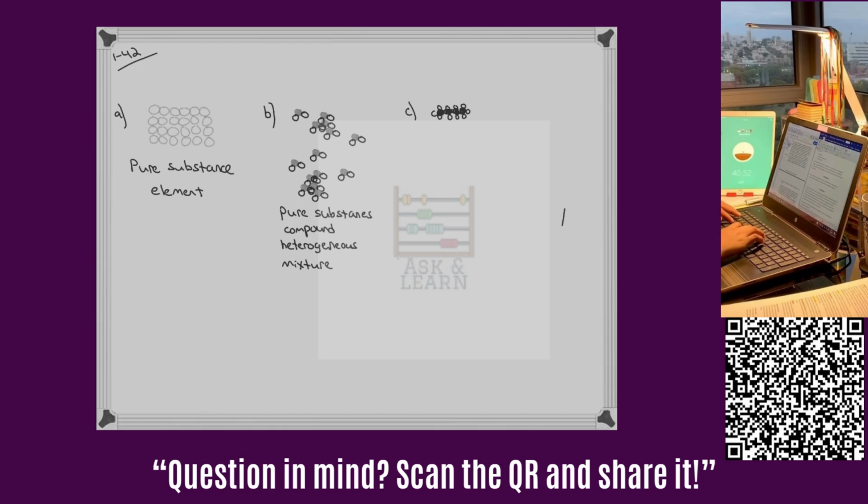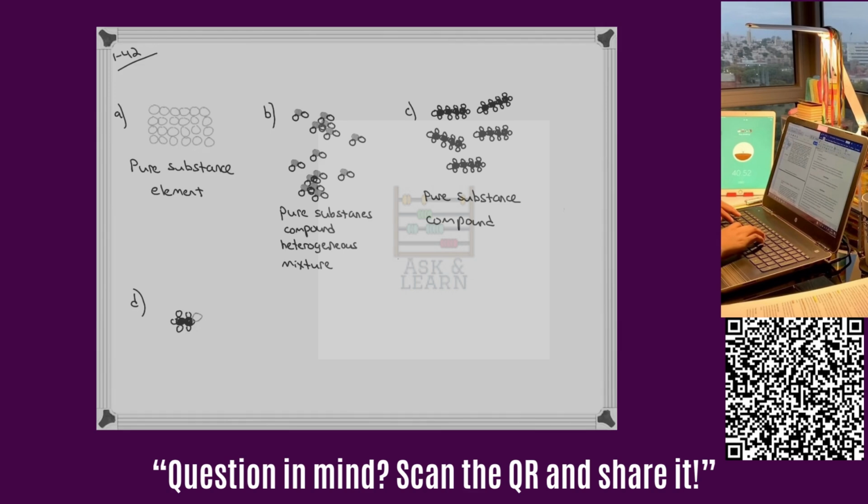And then for part C, we have several of these caterpillar-looking molecules. They are all about equal distance from each other, so we can assume that this is just a single phase because we have the same repeating molecule. This would be a pure substance because it's made up of just the one type of compound.